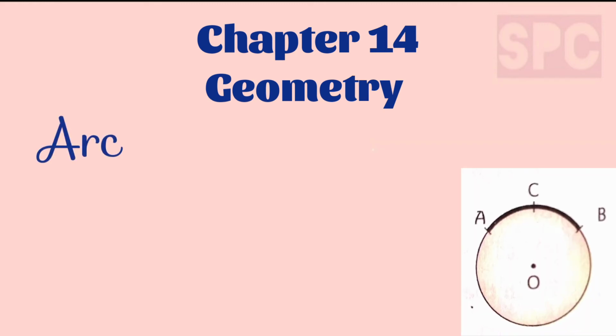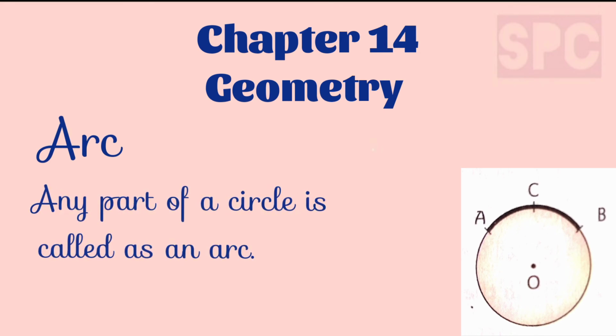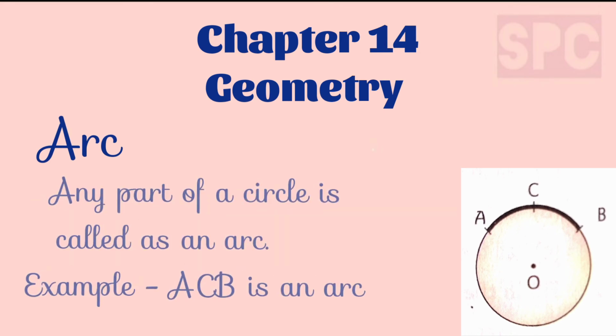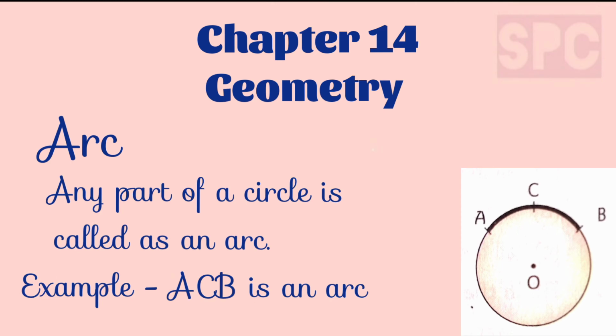Now let's understand what is an arc. Any part of the circle is called an arc. Like here in this image you can see ACB. This is an arc. So whenever we name an arc, 2 are the endpoints and the third point lies between the 2 endpoints. So in this way we name an arc.